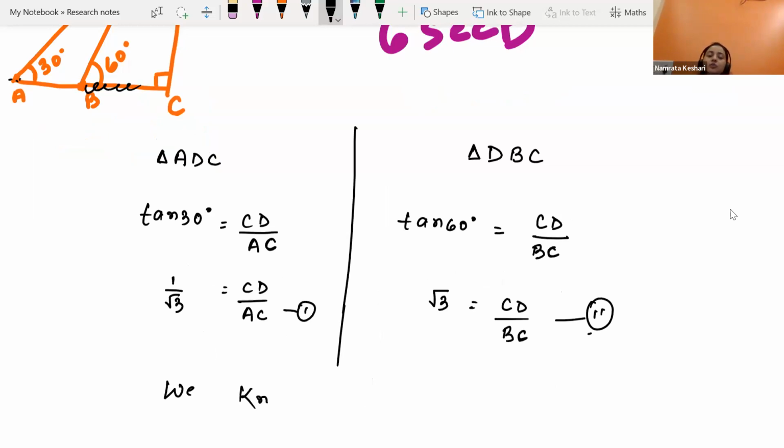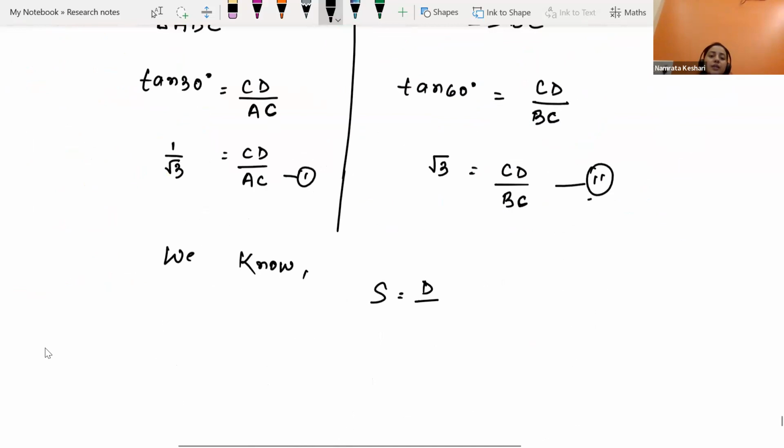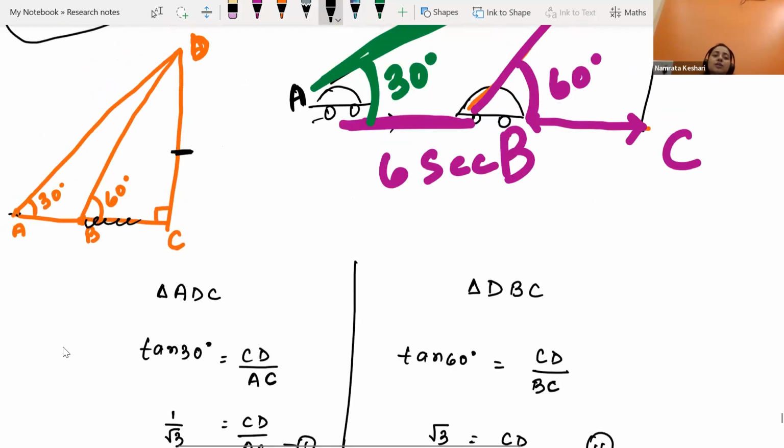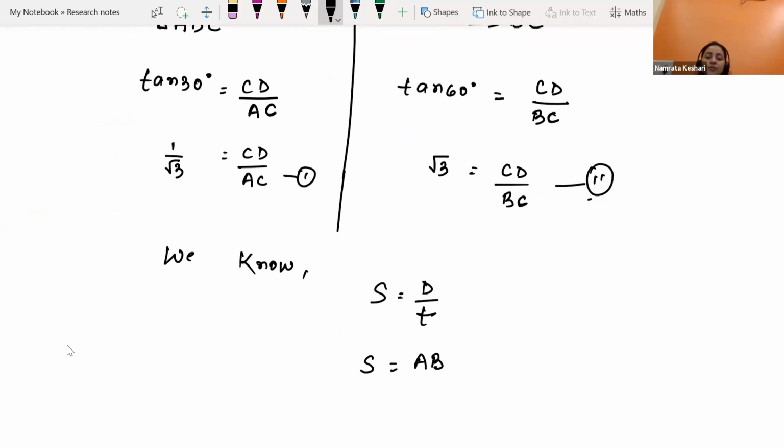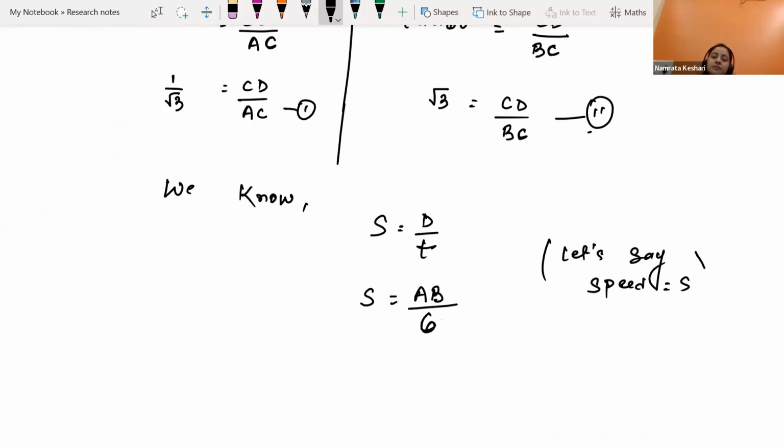Okay, something we know already. Let's try using that information. We know that to cover the distance AB, the car has taken 6 seconds. We know that speed is equal to distance over time. If the speed we are keeping as s throughout the journey, to cover the distance AB from A to B, the car has taken 6 seconds. At the place of time we are substituting 6 seconds. Let's say speed is s, in meter per second. So AB we can say it's 6s.